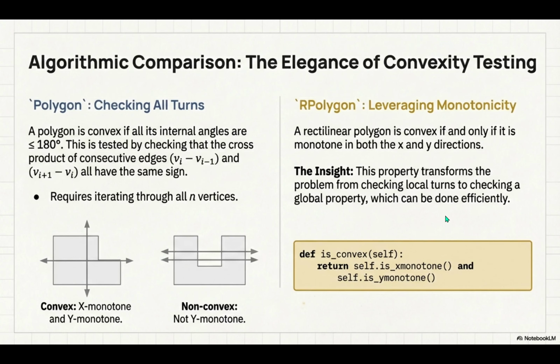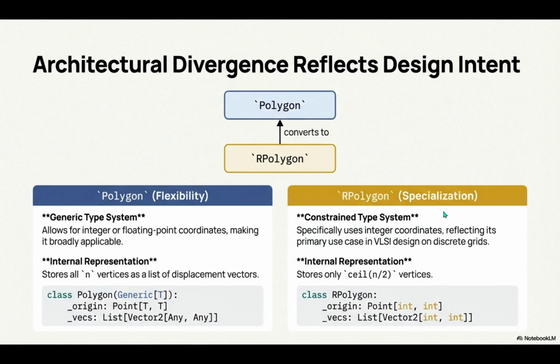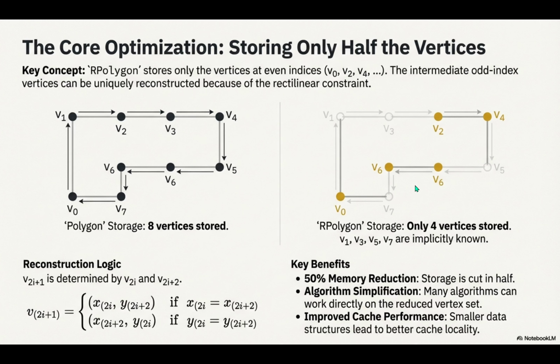But in our polygon, if the edge from V0 to V1 is, say, horizontal, then Y0 must equal Y1. And if the next edge from V1 to V2 is vertical, then X1 must equal X2. Wait a second. So if I know V0, which is X0, Y0, and I know V2, which is X2, Y2, then V1 is uniquely determined.